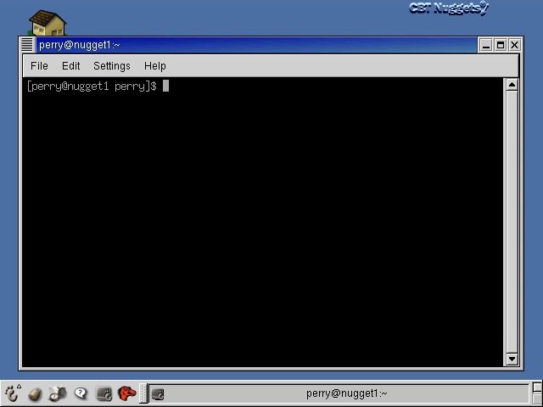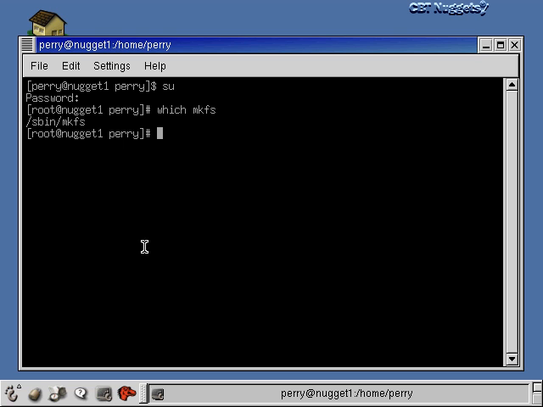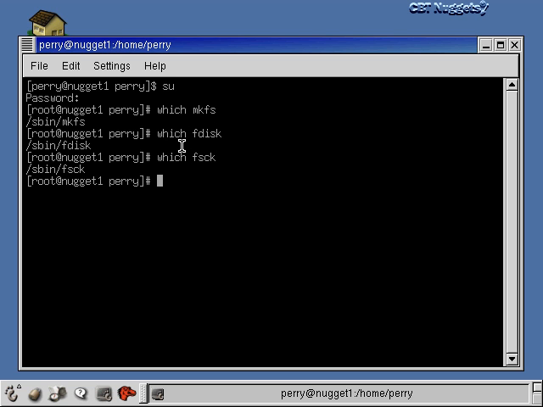To do these commands that mess with the file systems and the partitions, we have to be the root user, so I'm going to switch over to be the root user. And then the other thing that we should check is to make sure that the directory where these utilities are located is in our path. So you can see the mkfs utility is in my path. It found it in the /sbin directory. Okay, and you'll see the fdisk command and the fsck command. They're also in the /sbin directory.